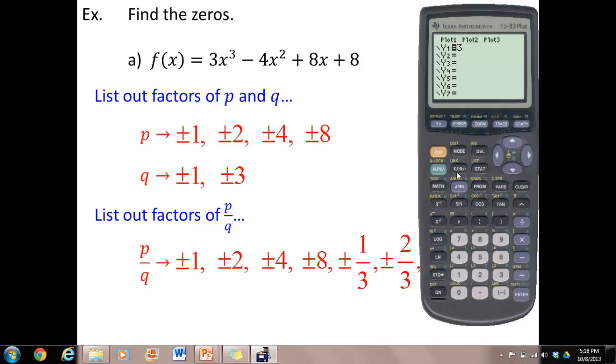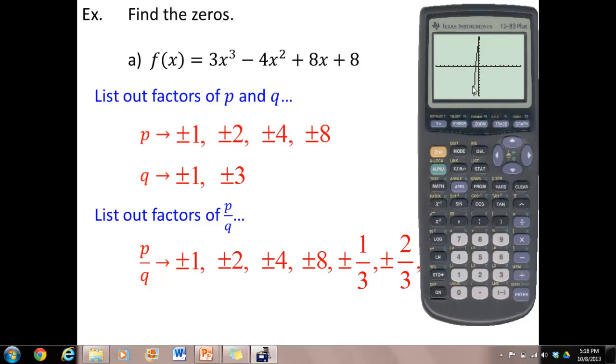So let's just type it in. 3x cubed, to get the cube, we'll hit the caret key right there, minus 4x squared plus 8x plus 8. And we'll go ahead and graph it. Now, if you are not seeing what I am currently seeing, it's probably because you still have your window adjusted for a problem that you did previously. So what I always suggest when you're starting a problem, hit zoom 6 or zoom standard to make sure that you are seeing the standard viewing window, and then you can adjust it from there.